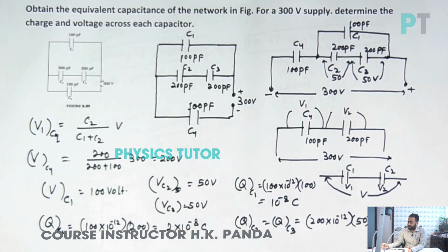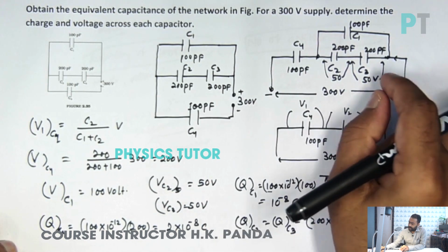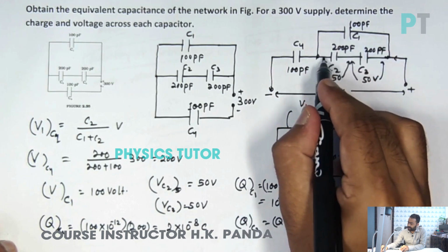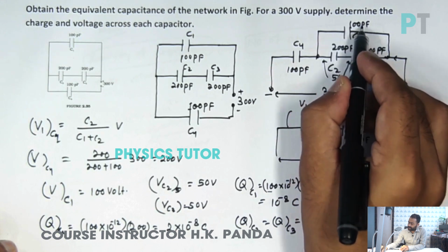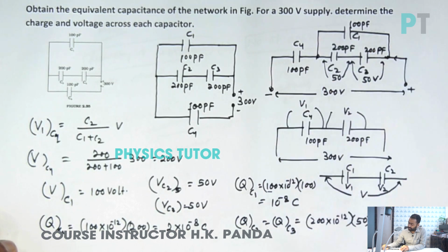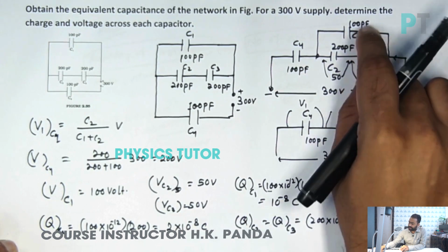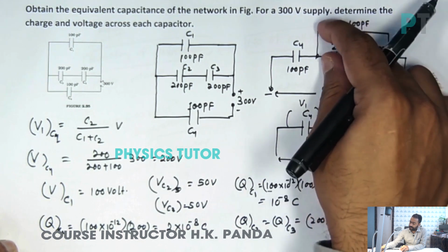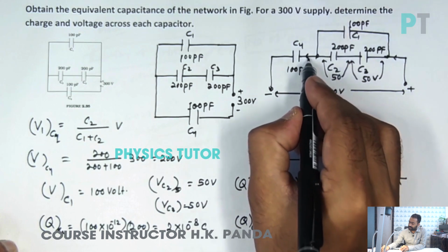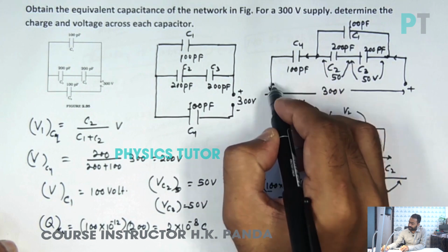You can also observe this circuit in this way. A total of 2 into 10 to the power minus 8 coulomb is flowing like this. This branch has 100 picofarad equivalent, and this is 100 picofarad. So this 2 into 10 to the power minus 8 coulomb will be divided equally, that is 10 to the power minus 8 coulomb through each of the branches, and it will add up again here to 2 into 10 to the power minus 8 coulomb, completing the circuit in this way.